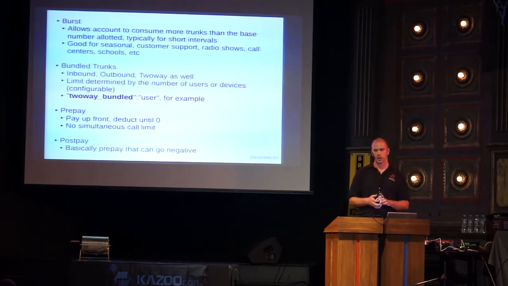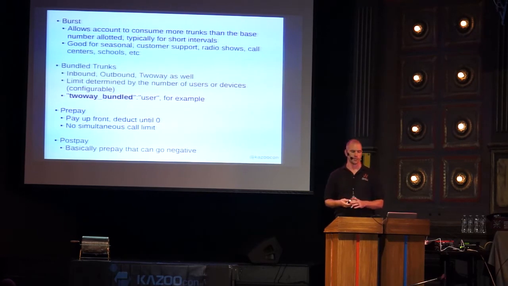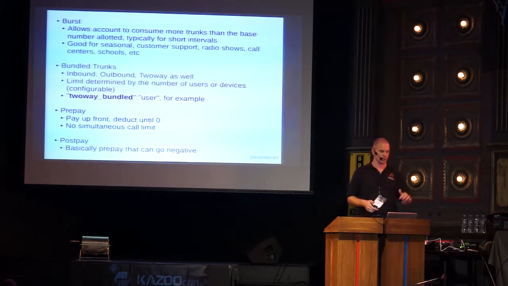You can also do what Carl calls bundled chunks. And this is where you can assign all of those: inbound, outbound, two-way, resource-consuming, burst. You can basically suffix them with _bundled. And then in the value for that JSON, you can do user or device. And essentially, it will look up how many users or how many devices are in that account. And that's how many of that type of chunk that account gets. Does that make sense? Okay.